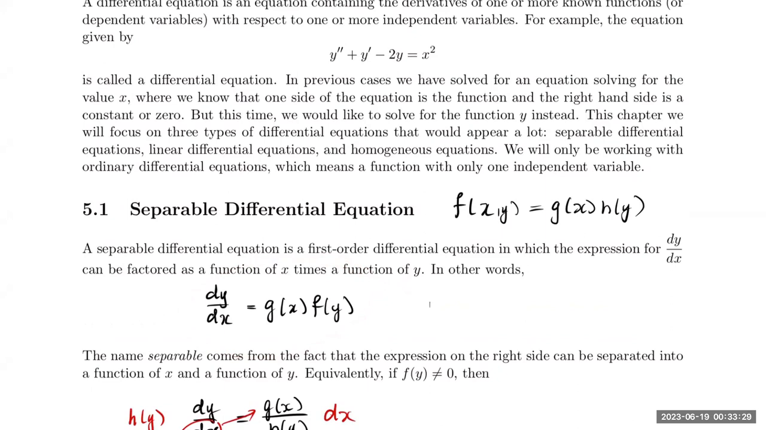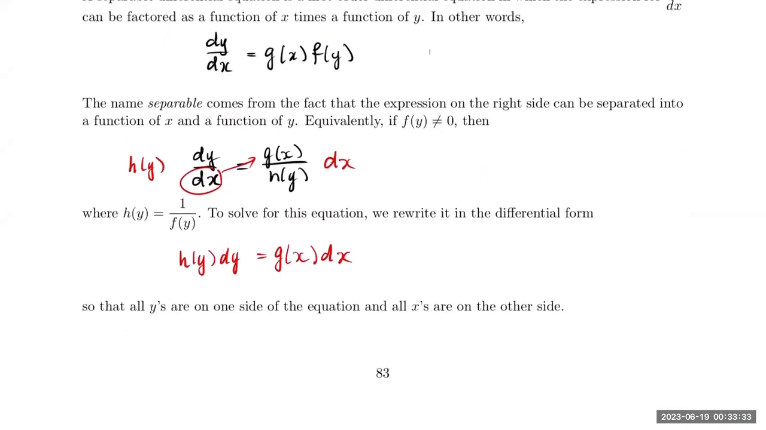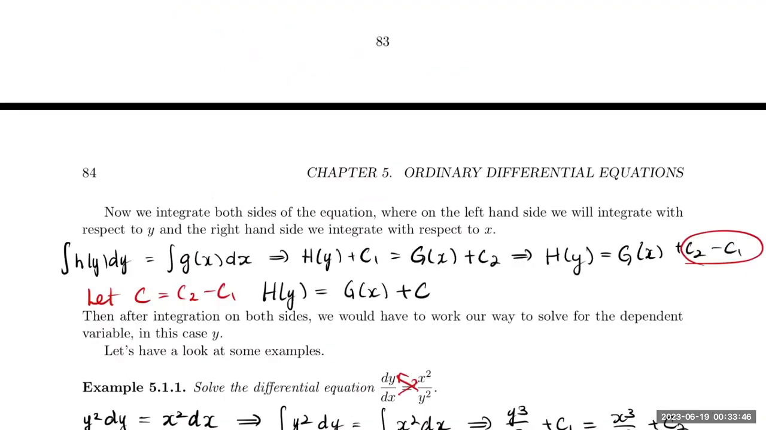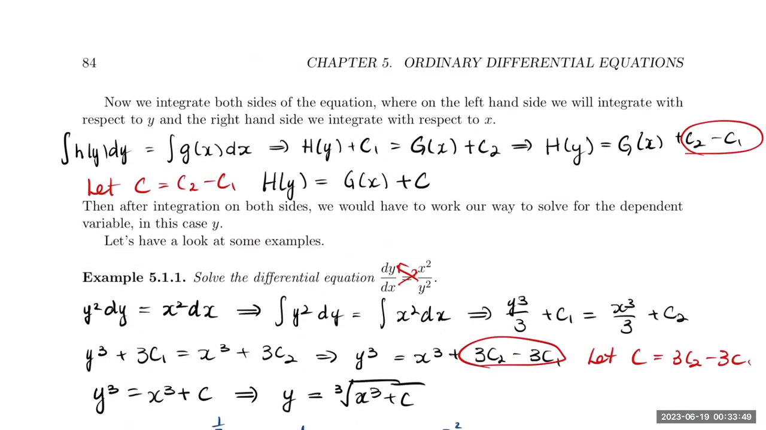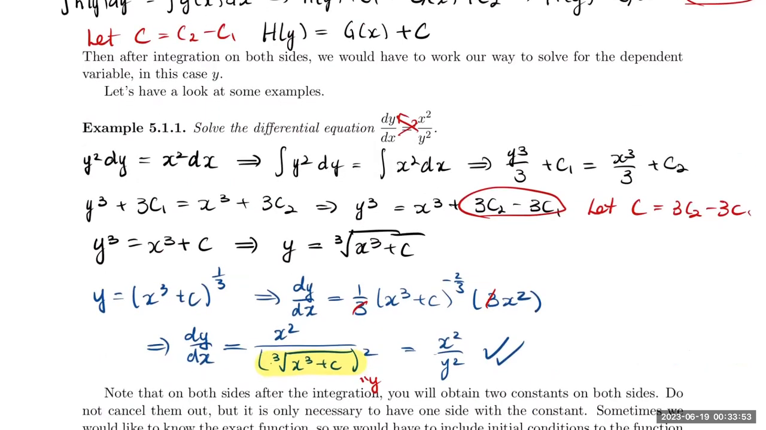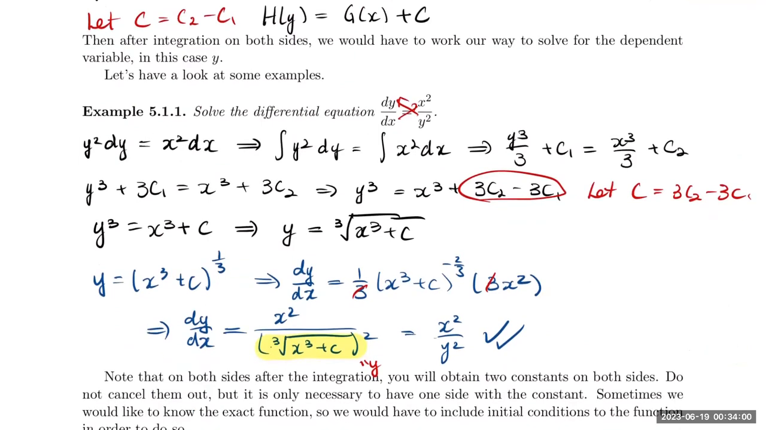So we looked at how the method would actually work. You would have to write this into differential form so that we would have all the x's on one side, all the y's on the other side. Then we would integrate this, and we would have a solution. So that was one of the differential equations that we looked at. We looked at a couple of examples of how to solve differential equations that are separable.